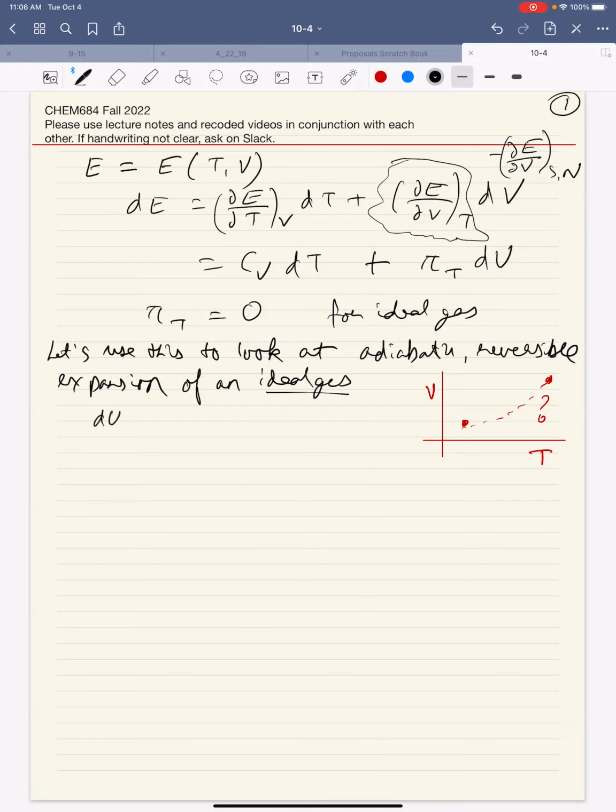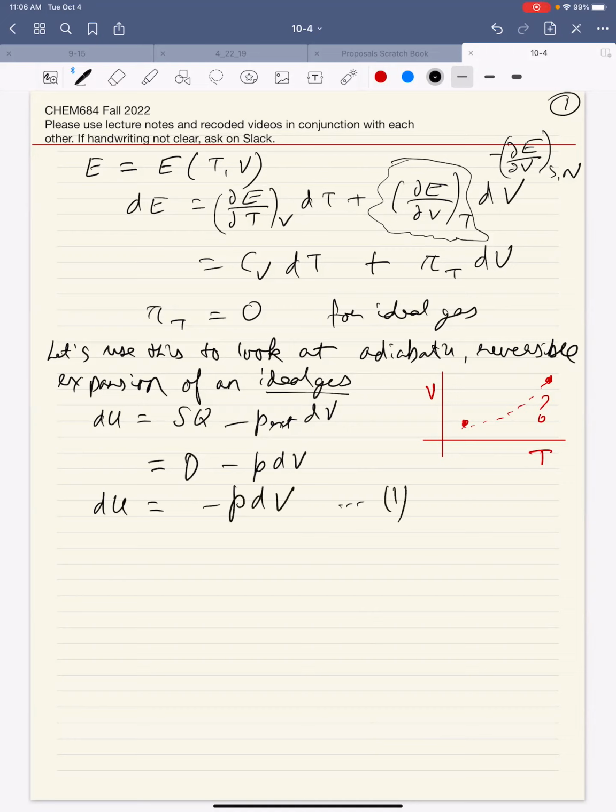So the first law of thermodynamics says dU is equal to delta Q minus P external dV. What can we say here about delta Q? Zero. Why? It's adiabatic. What can we say about P external? It's equal to P because it's reversible, right? So it's in equilibrium. So dU is equal to minus P dV. Let's call this equation number one.